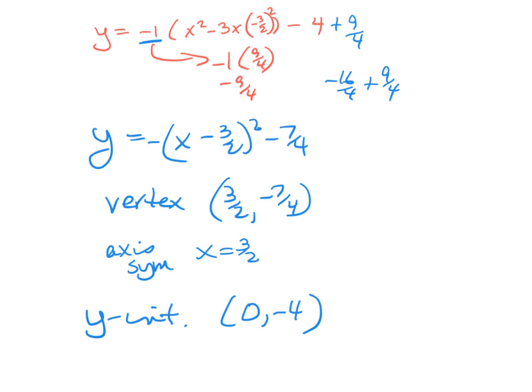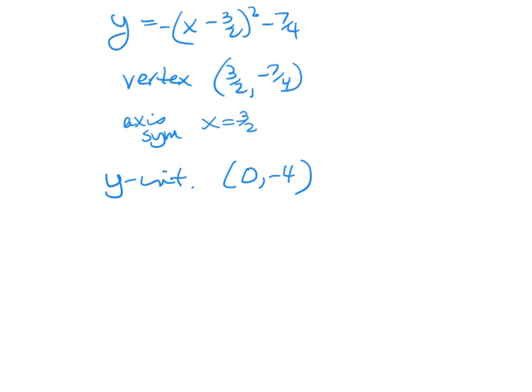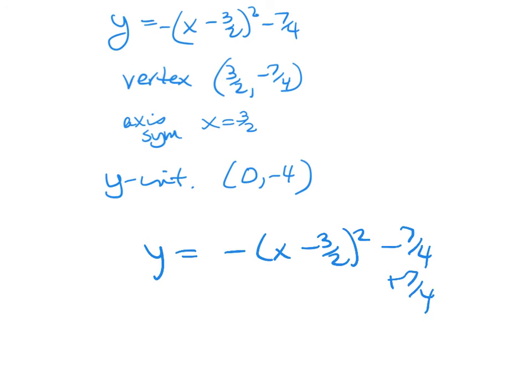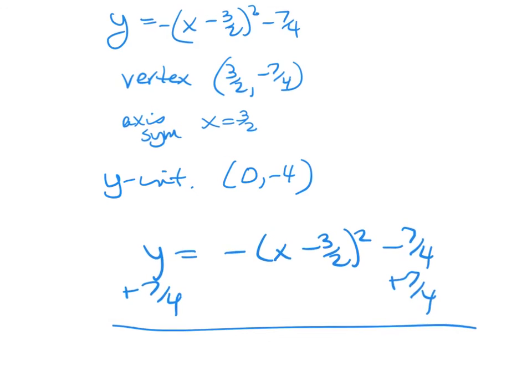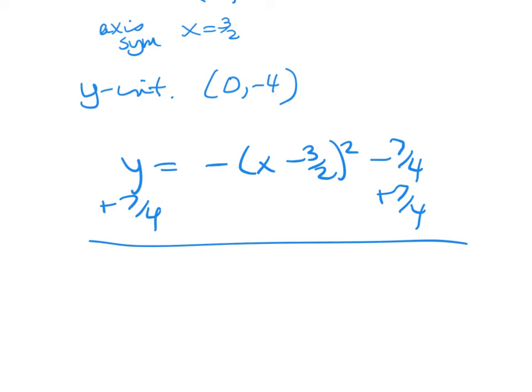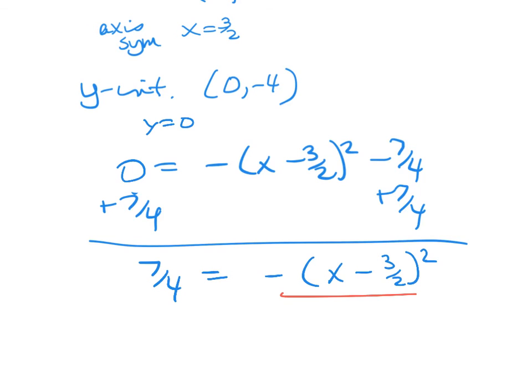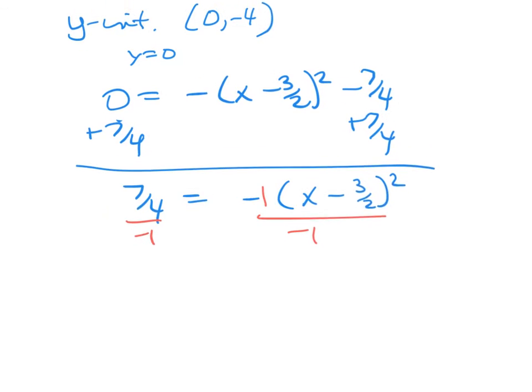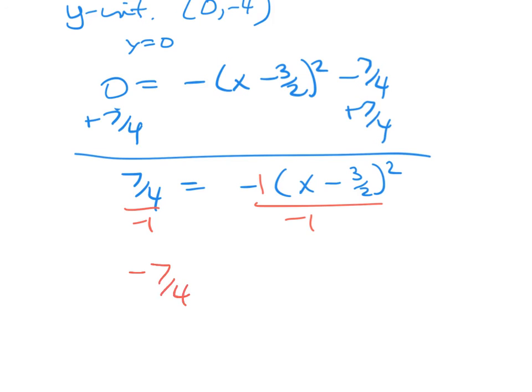Now, watch what happens when I go to find my x-intercepts. Again, I'm going to take my vertex form. I'm going to add the 7/4. And this is actually a 0 because I'm finding an x-intercept. So I set y equal to 0. So 7/4 is equal to negative x minus 3/2 squared. I want to get rid of the -1. So now negative 7/4 equals (x - 3/2) squared.